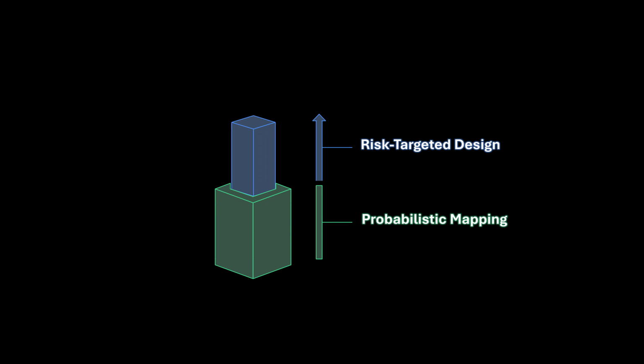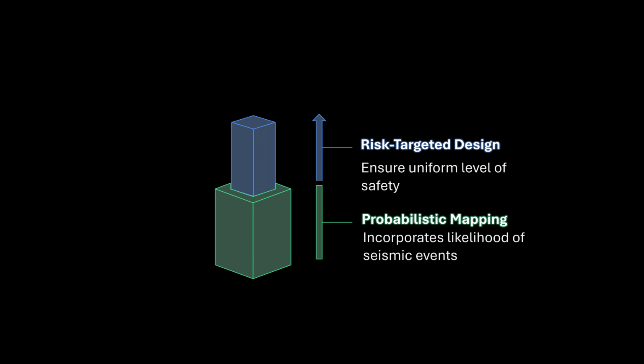The introduction of risk-targeted design did not replace the probabilistic seismic hazard analysis. It refined how we use it. The probabilistic seismic hazard analysis remains the foundation for estimating the likelihood and intensity of ground shaking at any given site. What risk-targeted design adds is a performance lens, a way to ensure that this estimated hazard is not only consistent across the country but also tied to a uniform level of safety.